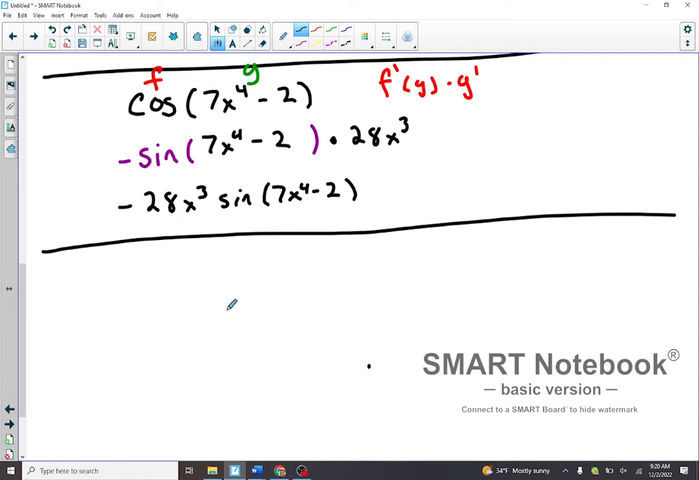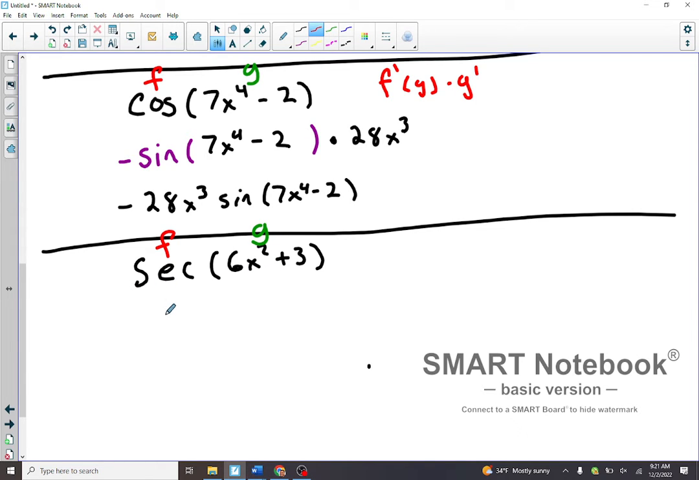So let's do it with cosecant. No, let's do it with secant. So secant of 6x squared plus 3. Again, a chain rule of trig, but this is the f and this is the g.